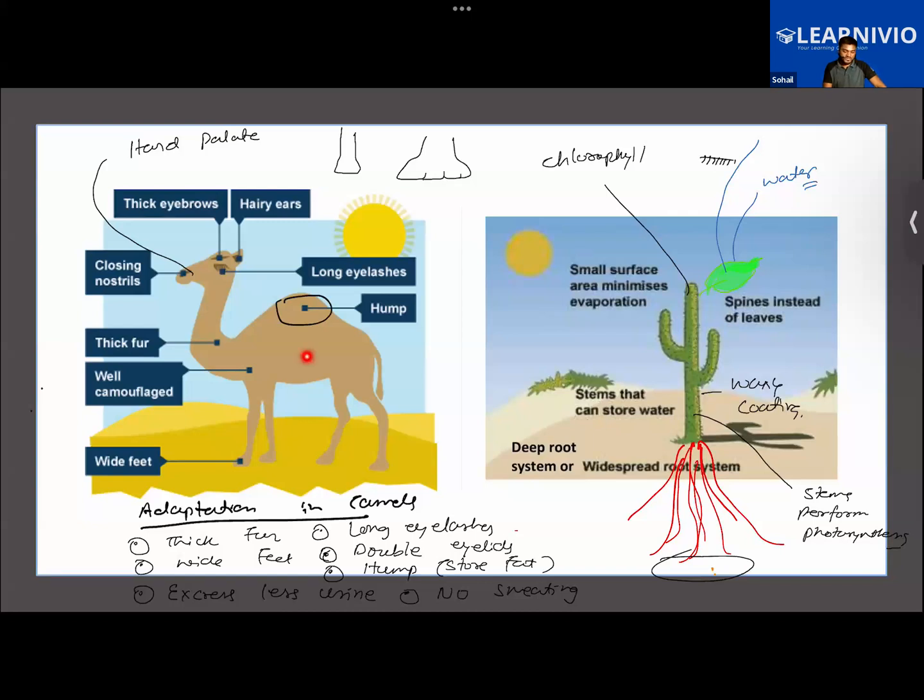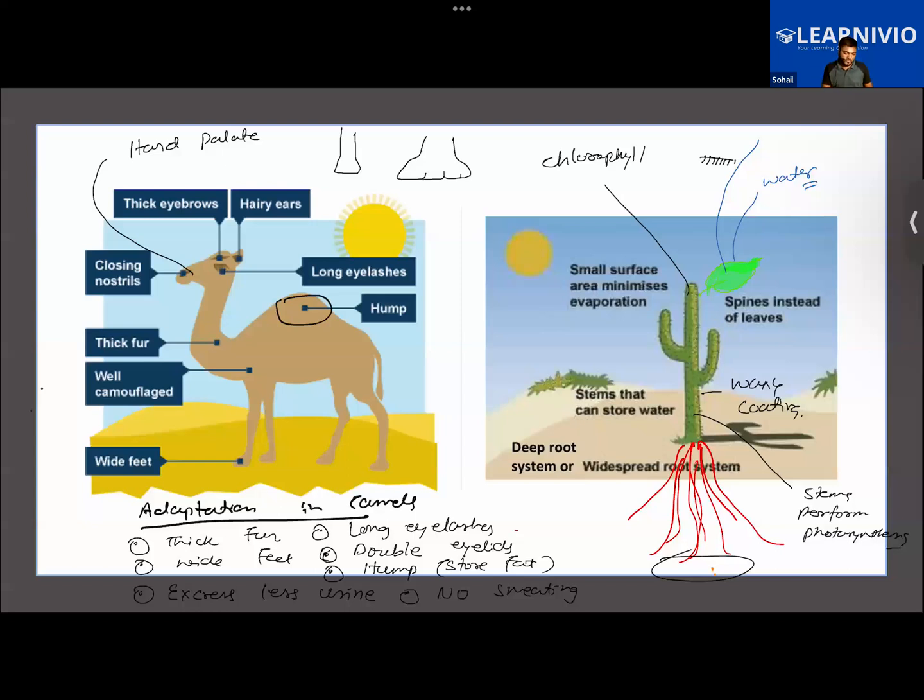In the case of camels, they have several adaptations, like to protect themselves from cold in the night, they have a thick fur. Their feet are wide so that they are able to walk comfortably on the sand. If it were very thin like this one, due to increased pressure, they would not be able to walk comfortably. So wide feet reduce the pressure on sand. Exactly. If it were thin, their feet would sink in the sand, hence they would not be able to walk comfortably.